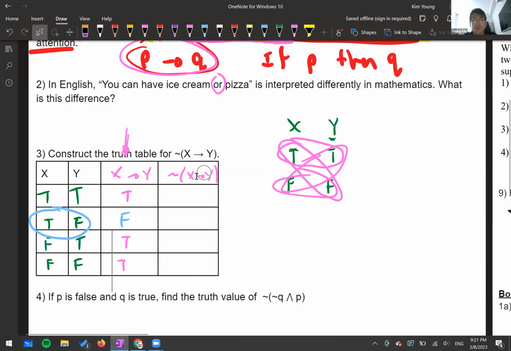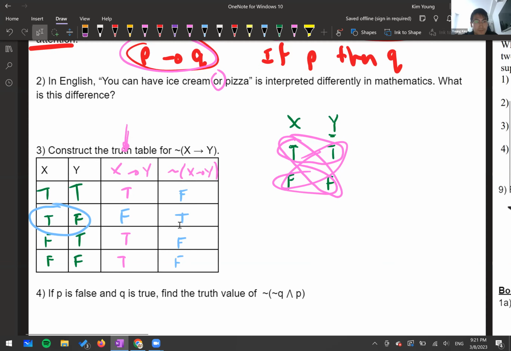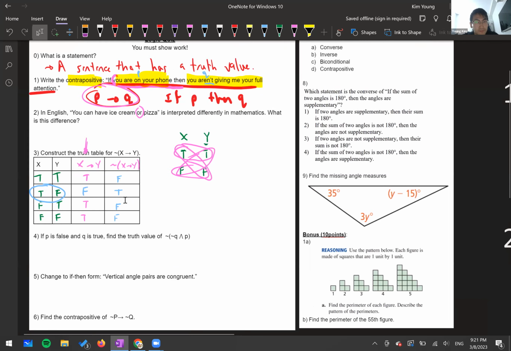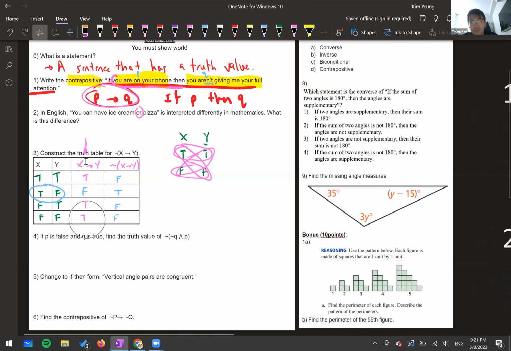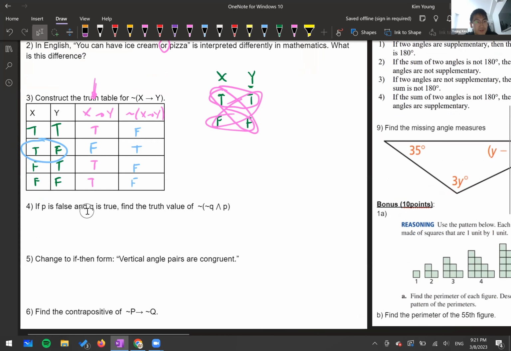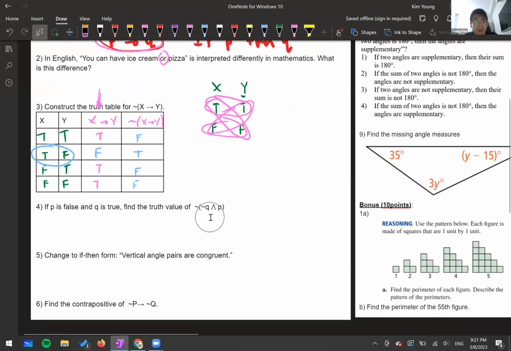Now to find this, you just negate all the entries. So in this first row, if X implies Y was true, then the negation of that is just false. Okay, second row, X implies Y was false here, so this is true. Third row, this is false, and finally this is false. Okay, great. Okay. Yeah, I'll explain this in another video. It's an interesting thing, and it comes up a lot in discrete math and stuff. It's super useful.